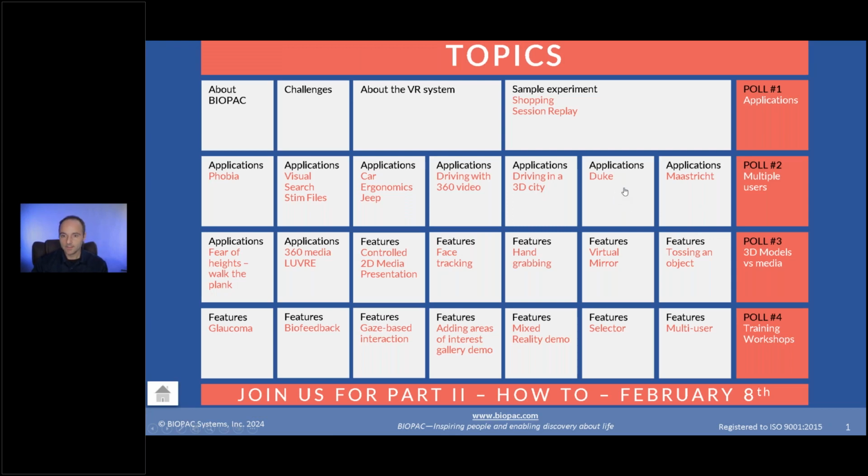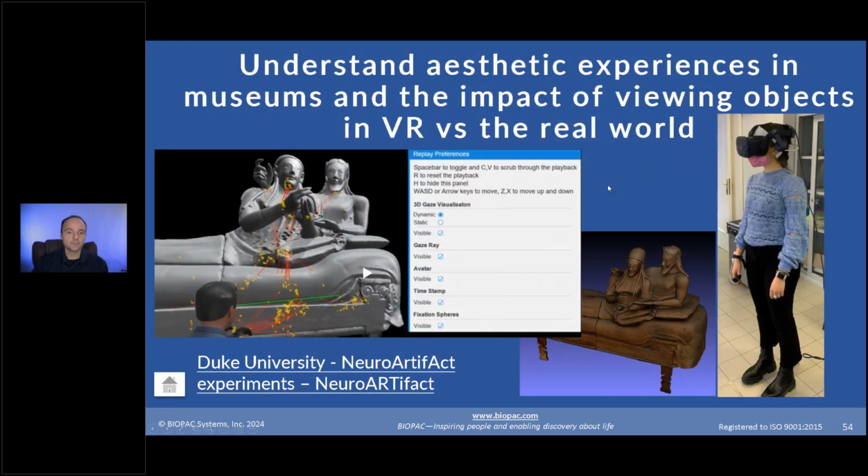Now, here we have some real-world applications that customers could use this VR experiment generation system for. For example, here, this is a study on understanding aesthetic experiences in museums. So, for instance, looking at artifacts in the museum and then looking at them in VR. It's a study by Duke University. So the link is available here.